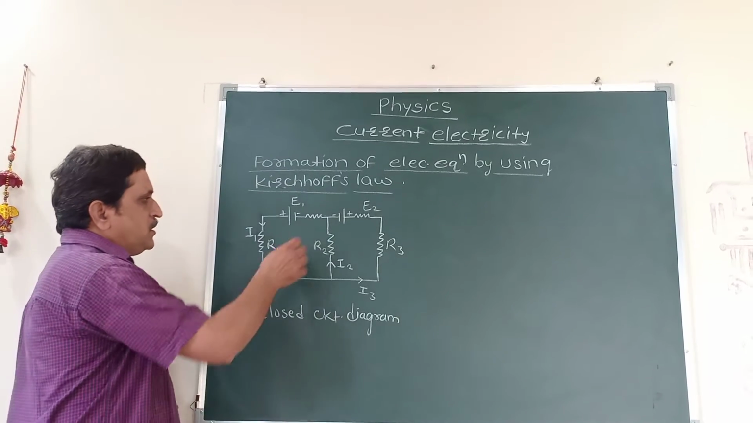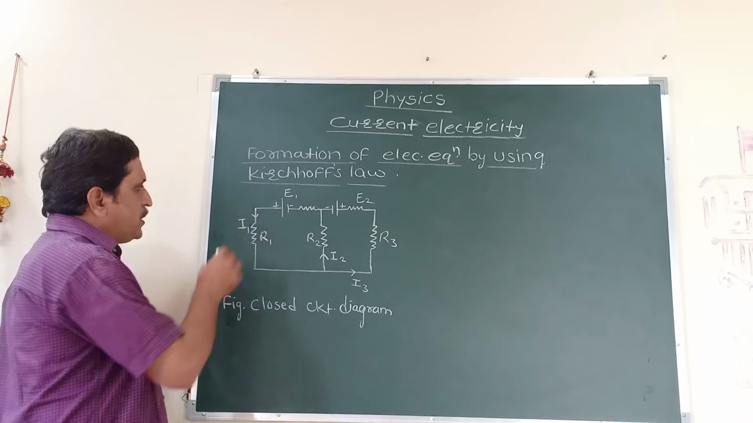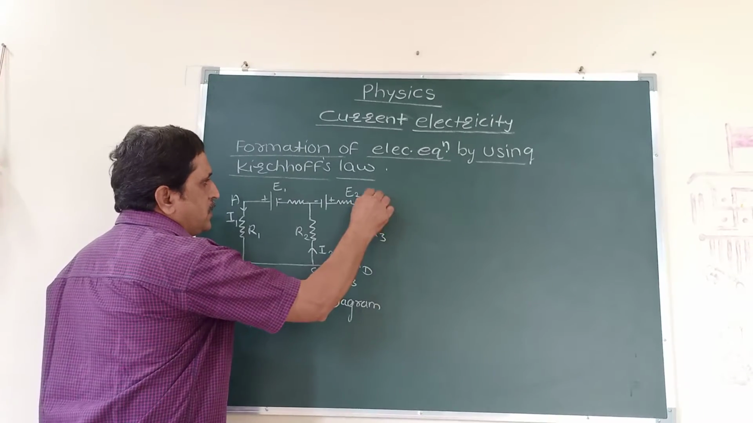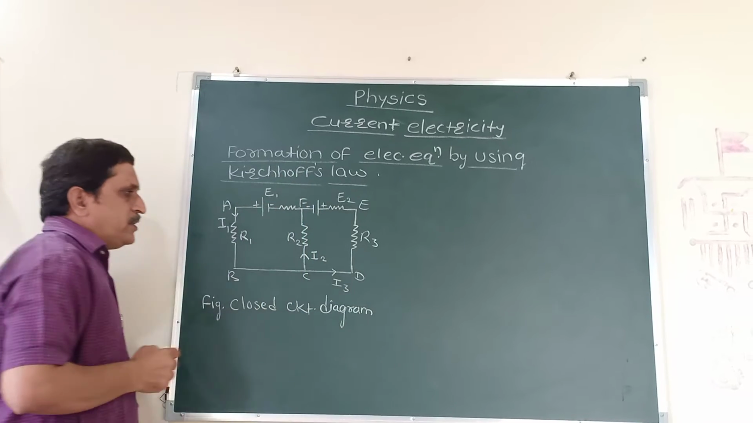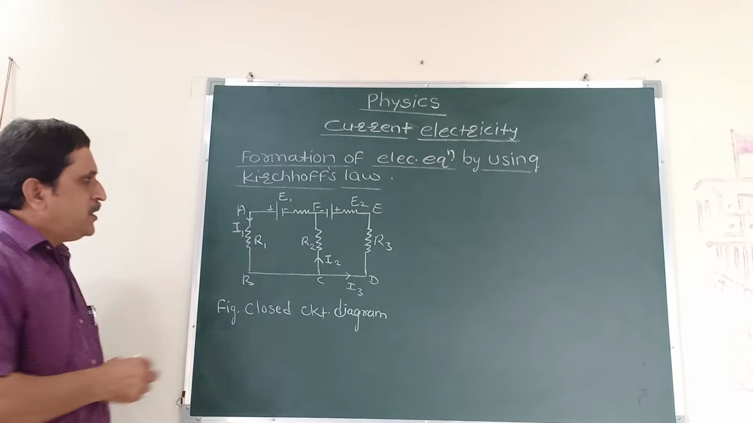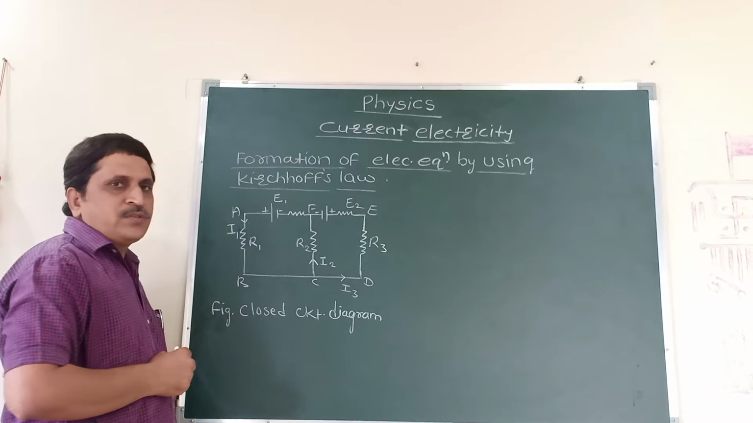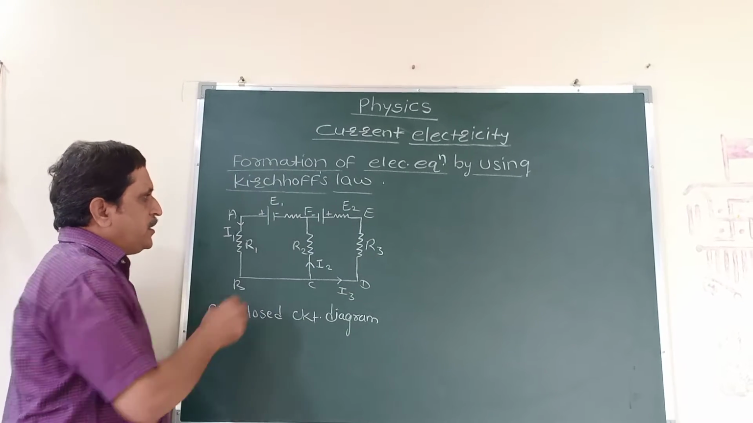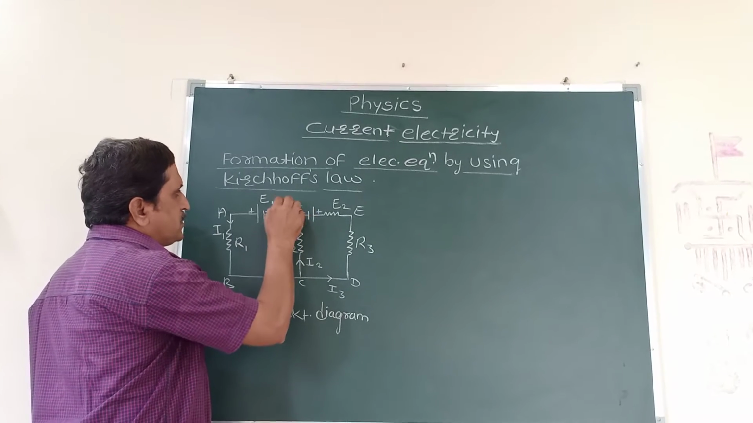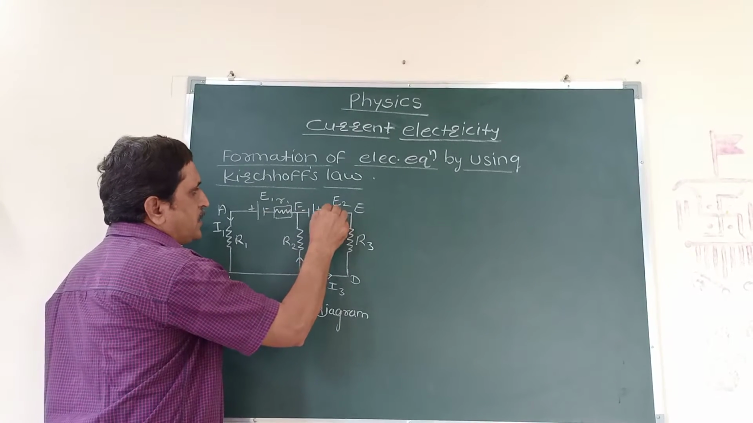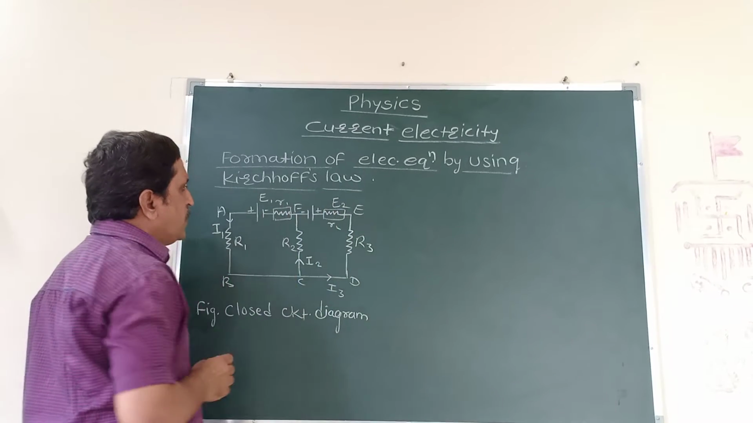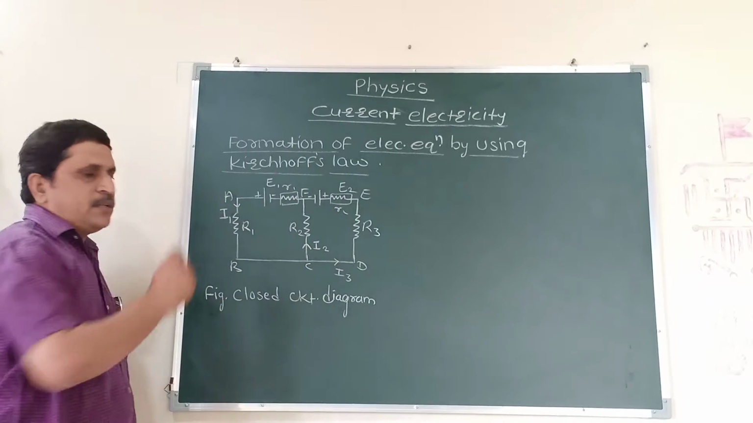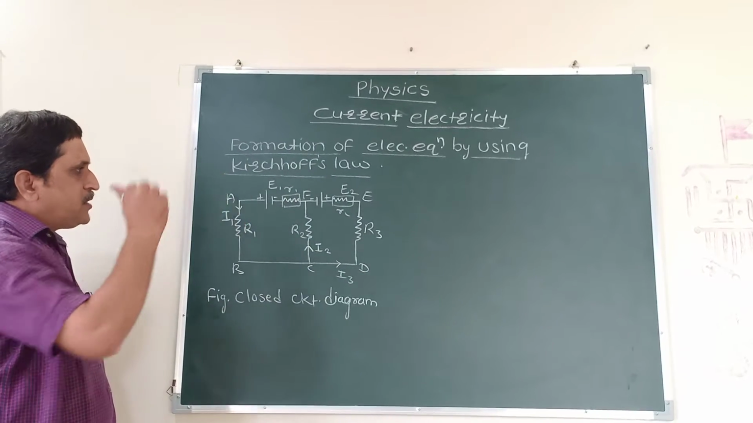For that, here we have drawn one circuit. First we will name the points of the circuit A, B, C, D, E and F. This is a closed electric circuit. In this closed electric circuit, two cells of EMF E1 and EMF E2 are connected with their internal resistances R1 and R2. Resistances R1, R2 and R3 are connected in this circuit as per the circuit diagram.